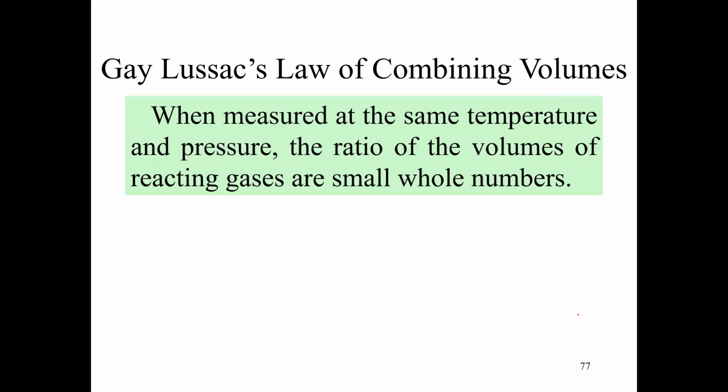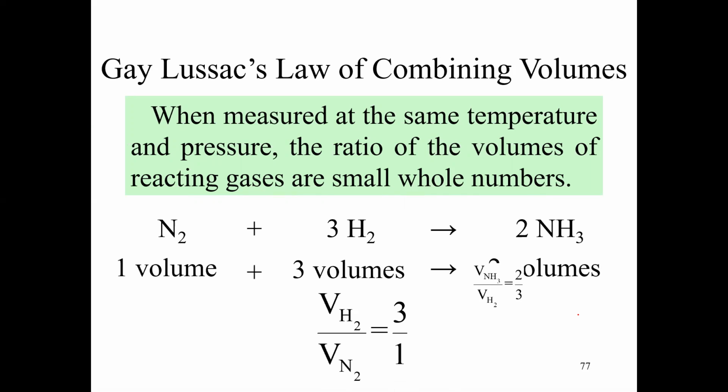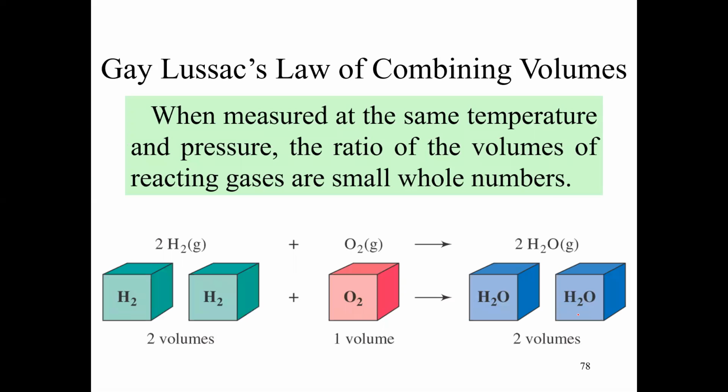That's Avogadro's law. Gay-Lussac's law of combining volumes: essentially when measured at the same temperature and pressure, the ratio of the volumes of reacting gases are small whole numbers. And essentially you will get a change in these. You have different ratios between them. So you have two volumes plus one volume goes to two volumes. So basically you will get a smaller volume on the right. So this will be a smaller volume, and this is a larger one.